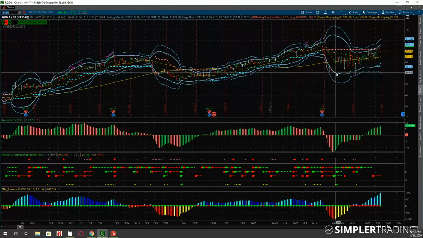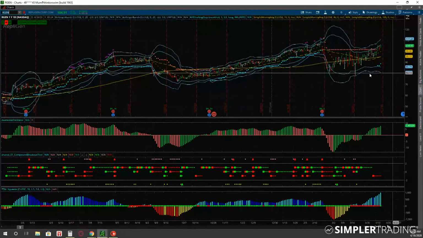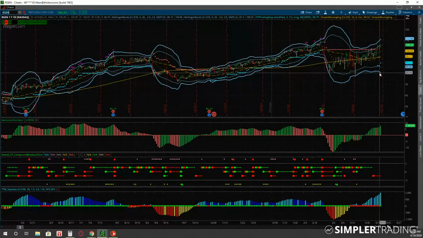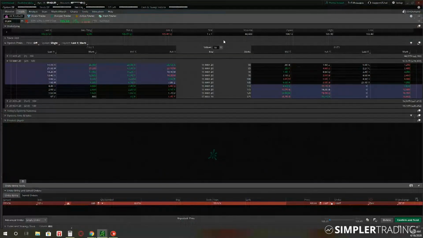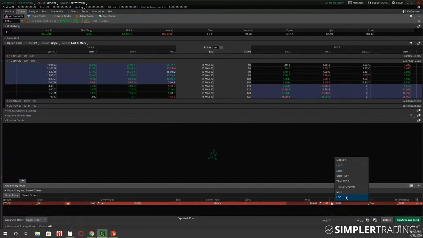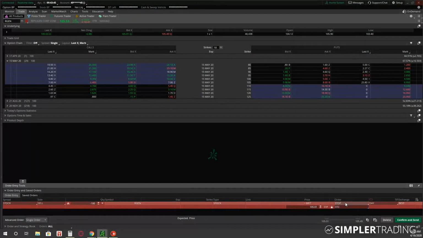So for myself, I'd probably put it around $80. And of course, I would need to make sure that makes sense with my normal capital risk on the trade. But then I would go over here to Thinkorswim and set this to a stop. So you've got to change your order type to a stop, and then I would change this down to $80. And this is, of course, closing out of the shares.